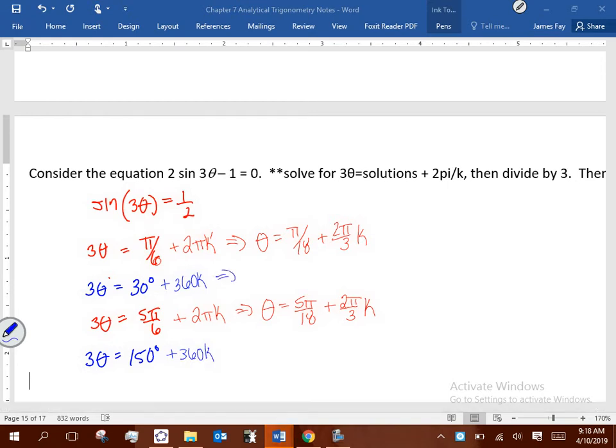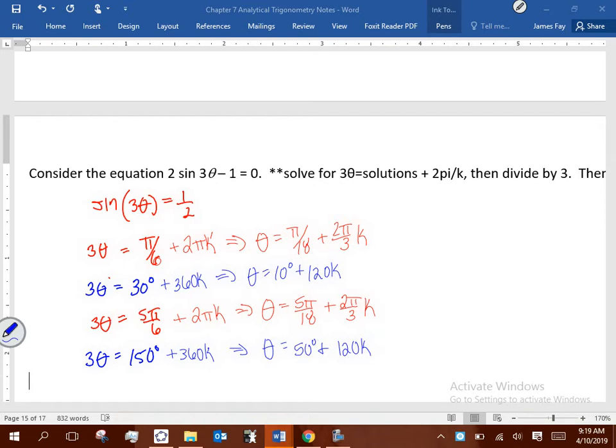Okay, now you can still multiply by a third. But here, because these are not fractions, it probably makes more sense to divide by 3, right? Divide by 3, and you get 10 degrees plus 120k. And then here, theta is divided by 3 again, so you get 50 degrees plus 120k. Does that make sense?